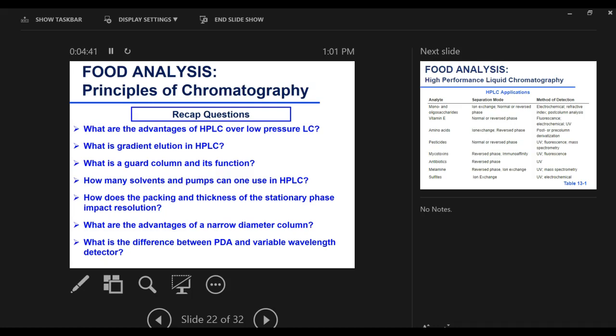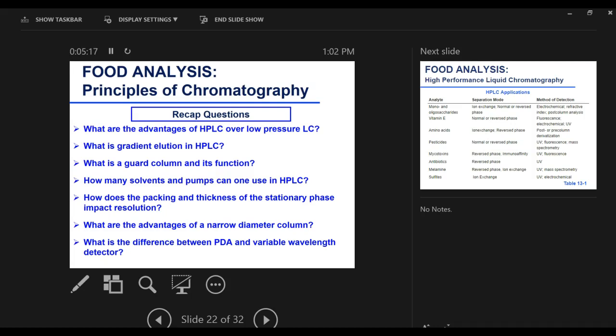Okay, what are the advantages of a narrow diameter column? So narrow diameter, it's kind of related to the amount of stationary phase that you have. So with a narrow diameter column and longer column, you basically have better resolution, sharper peak, higher sensitivity, and lower threshold. So you get really nice high peaks and also very, very sharp. So it enhances the sensitivity of your detection.